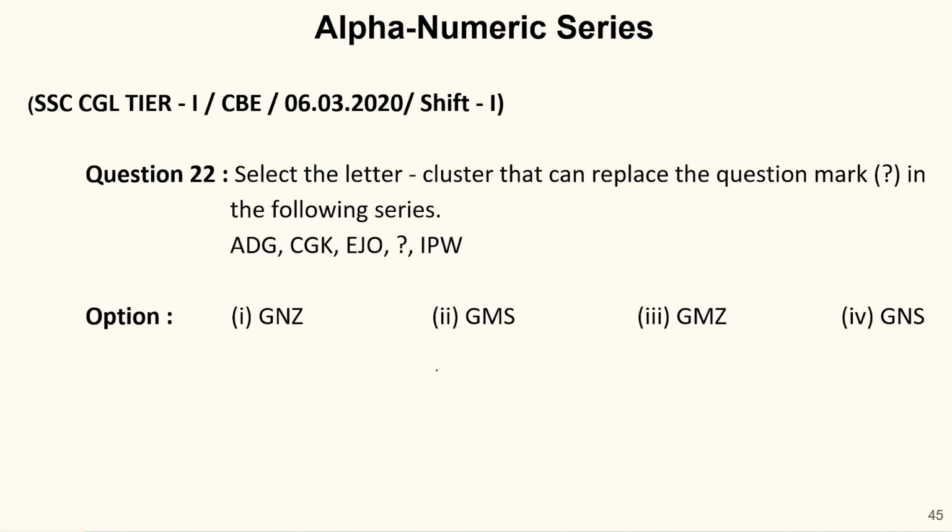Now this. Again, we'll treat it as 3 different series. So the first series will be A, C, E, then we have to find out, then I. The second will be D, G, J, then we have to find out, and then P. And then it will be G, K, O, then we have to find out, and W. Right? So let us try to understand the logic.